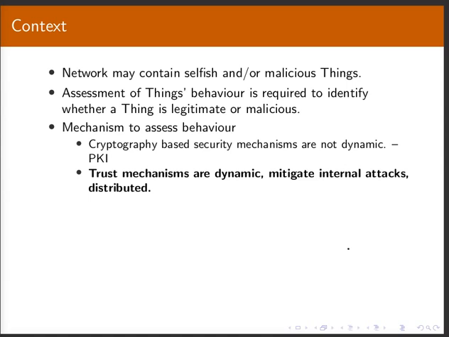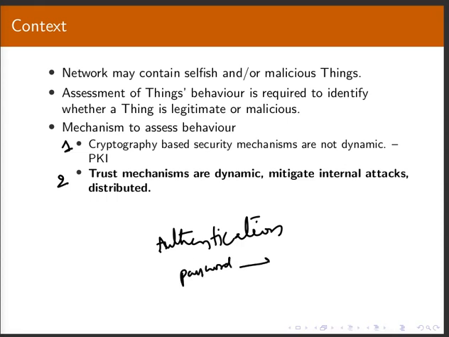Assessment of a thing's behavior is required to identify whether the thing is a legitimate or malicious node. A continuous assessment is required, and there are two mechanisms to assess this behavior. One is the cryptography based mechanism, and the other is the trust based mechanism. Cryptography based security mechanisms are not dynamic. If you go through authentication and enter the password, you enter the network, which means you are a legitimate node. Once you enter the network, you can do whatever operations you want.